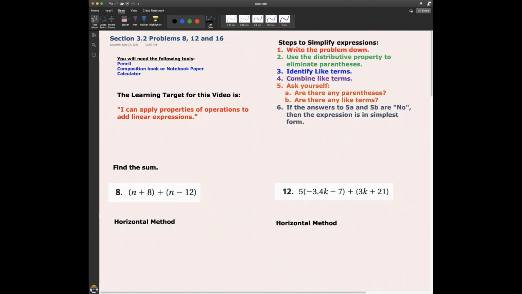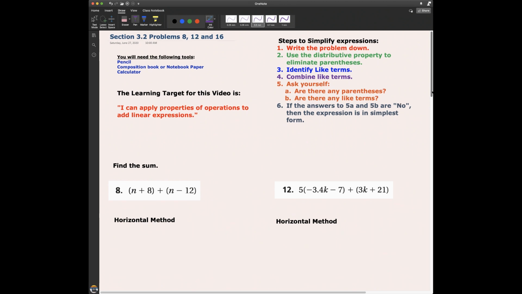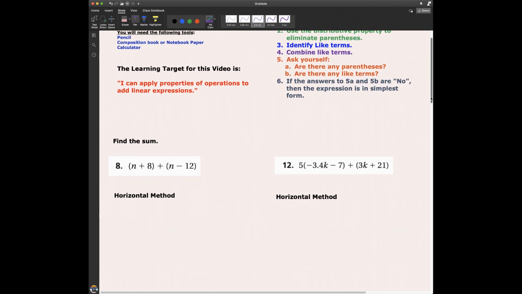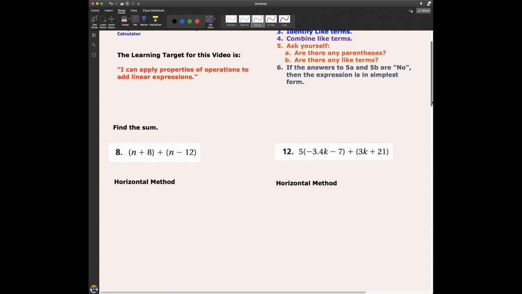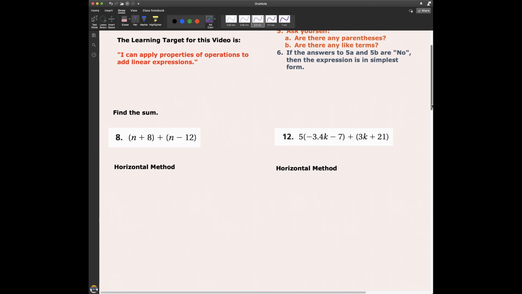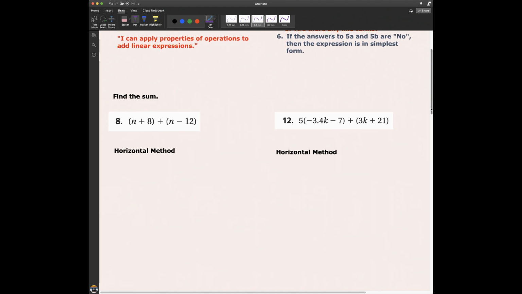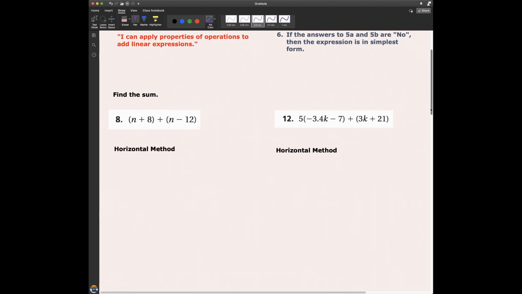to add linear expressions. So in the lesson video, we talked about what a linear expression is. It basically is an expression where the variable is raised to the first power. All right, so we basically want to be able to add linear expressions together. In this video, I will make another one where we will practice subtracting linear expressions.